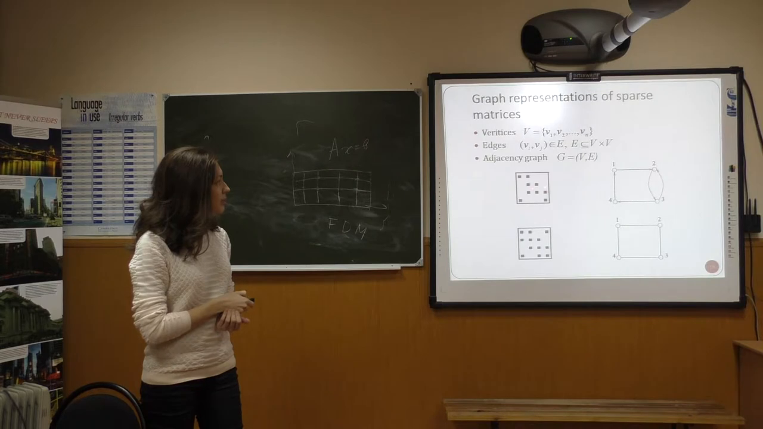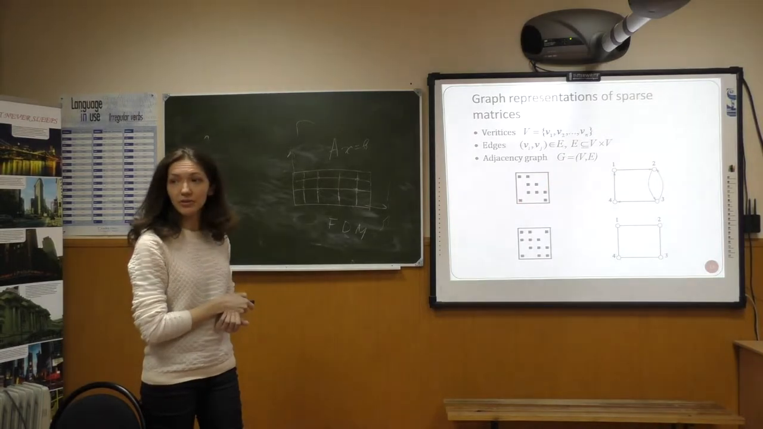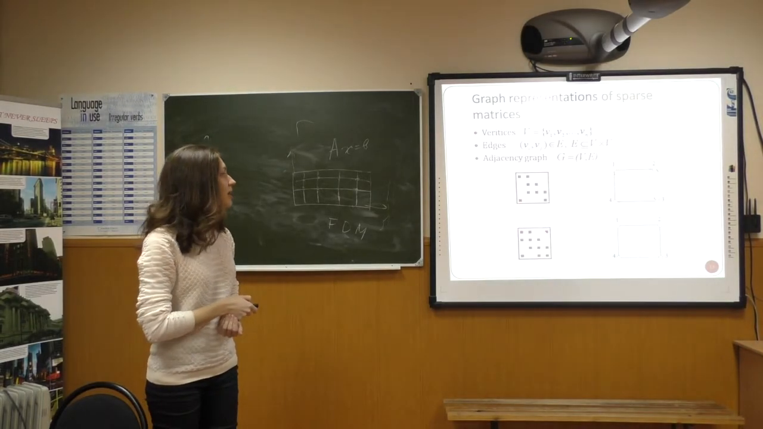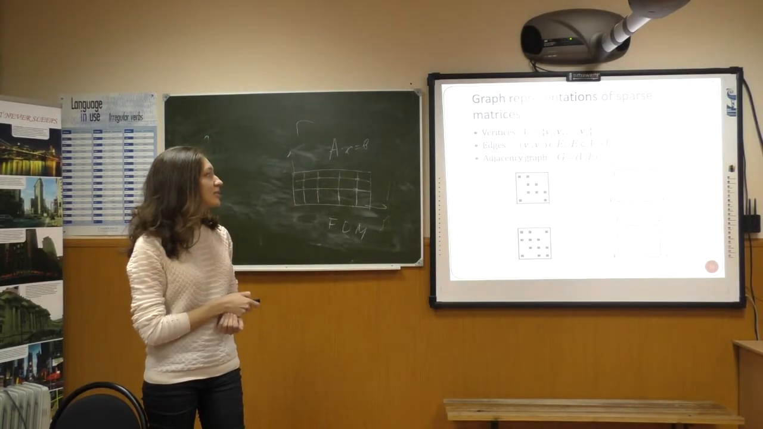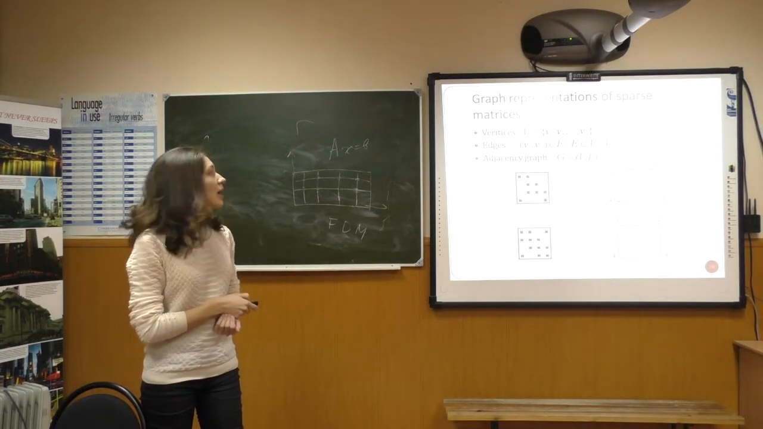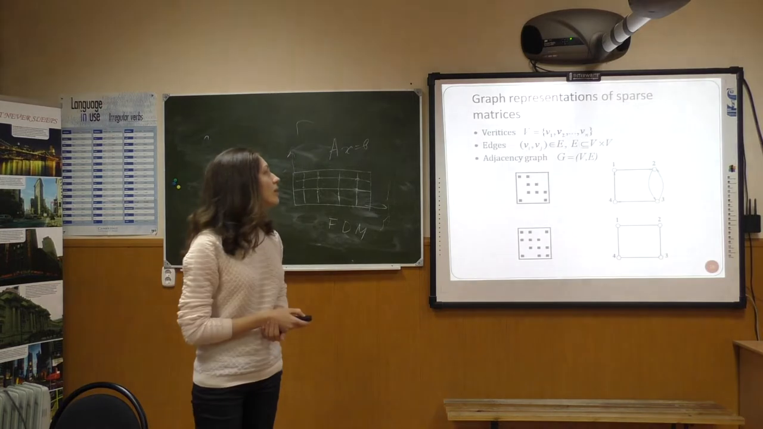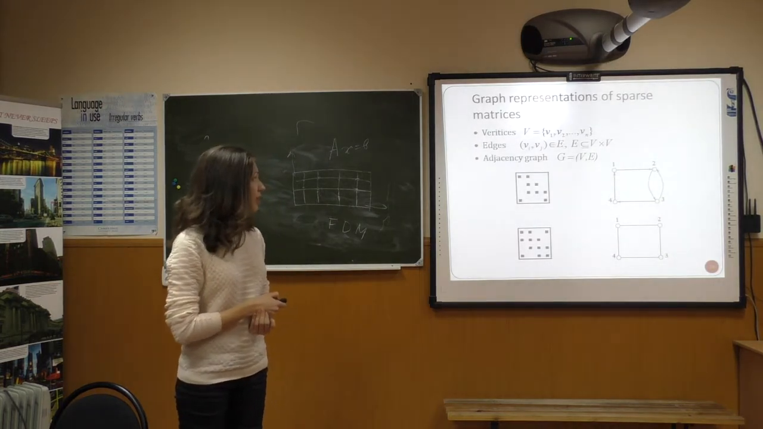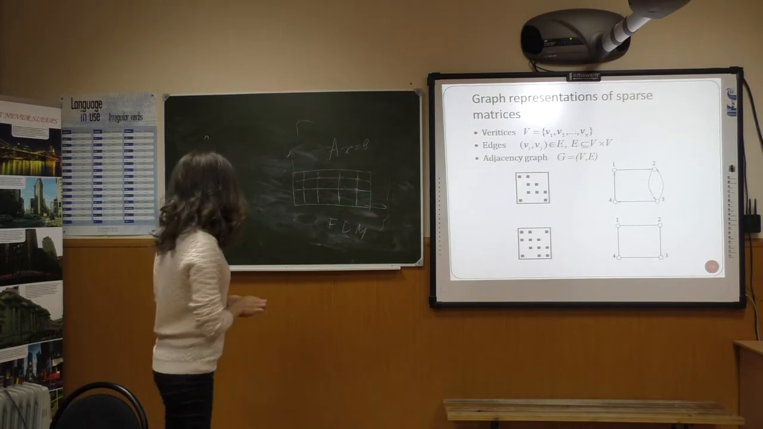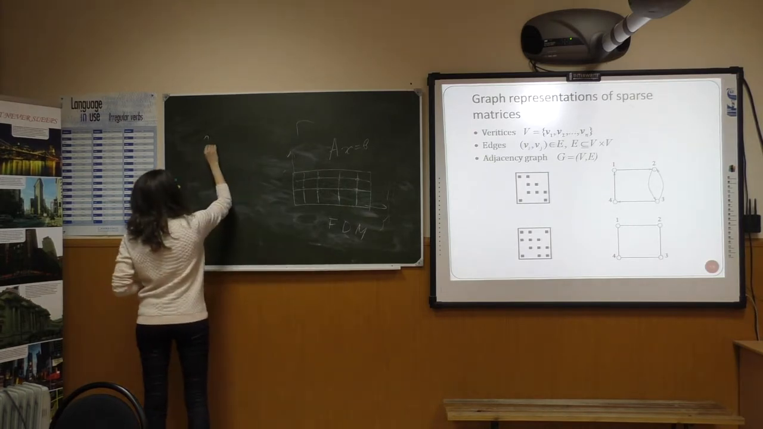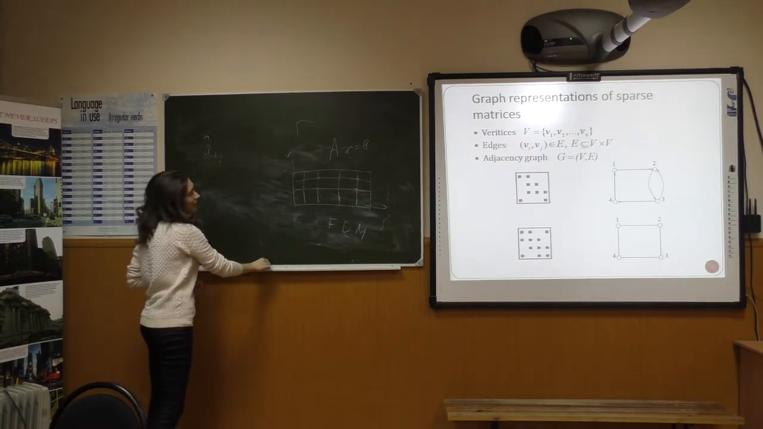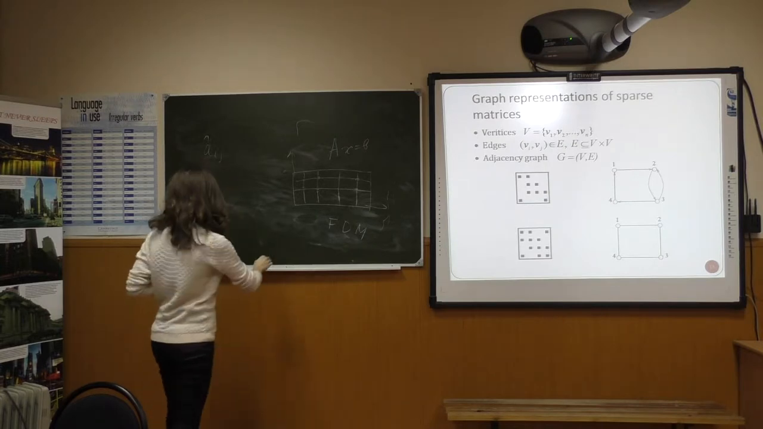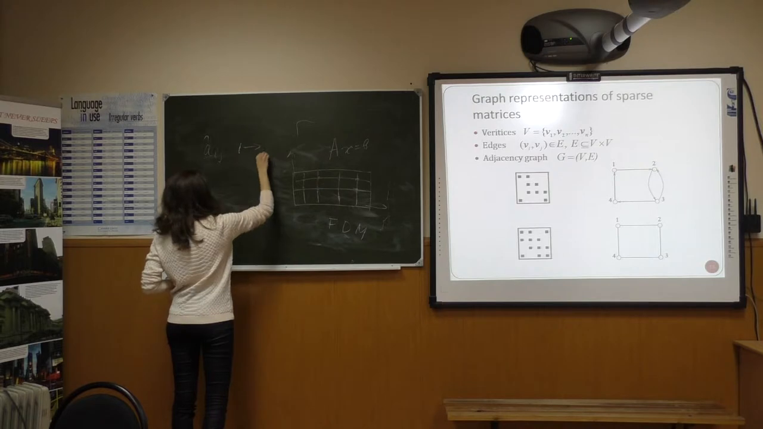Here you can see the examples. The pattern of an unsymmetric matrix and a symmetric matrix, and you can see that a symmetric matrix can be represented by a non-oriented graph, and an unsymmetric matrix is represented by an oriented graph. The explanation here is that if there is an element Aij, then there is an edge from i to j. Okay?